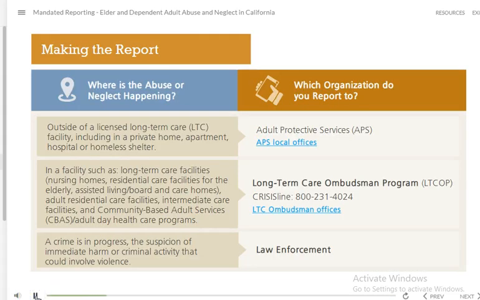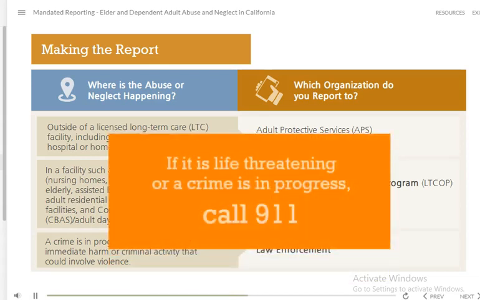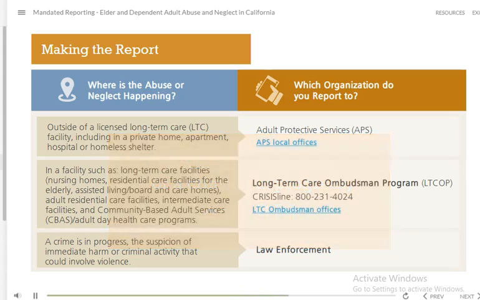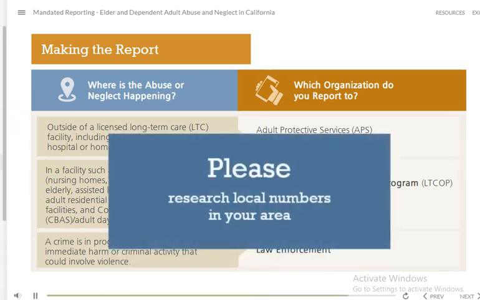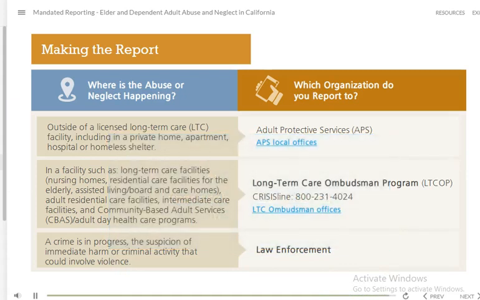You will recall from Lesson 1 that knowing where the abuse or neglect is happening indicates what agency you need to call to make your report. As a reminder, jurisdictional issues can be complicated, and we have provided a general pathway here to refresh your memory. If it is life-threatening or a crime is in progress, call 911. Again, some helpful numbers and websites are displayed here, and after you complete this course, please research local numbers in your area and speak with your supervisor to be sure you have the correct resources for your location.